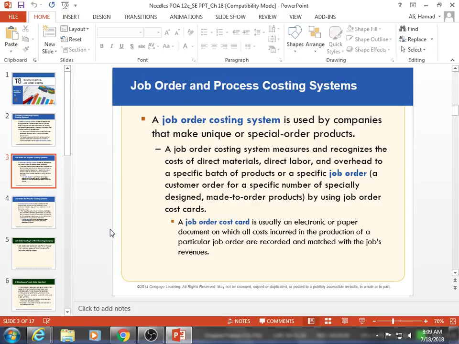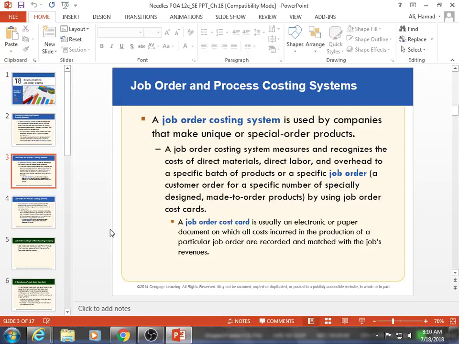The job order costing system is used by companies that make unique or special order products. Okay, yeah. Good morning. We have one coming in, but there's no picture, so it's just sound. Yeah. So we're talking about chapter 18, job order costing system.